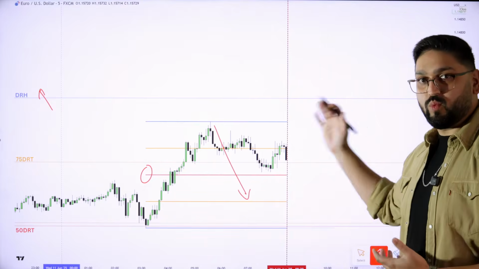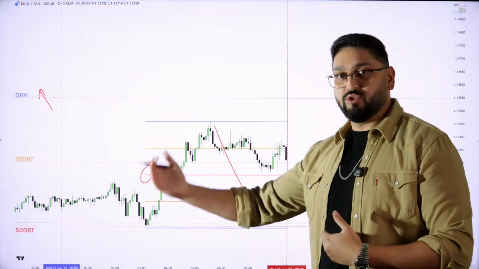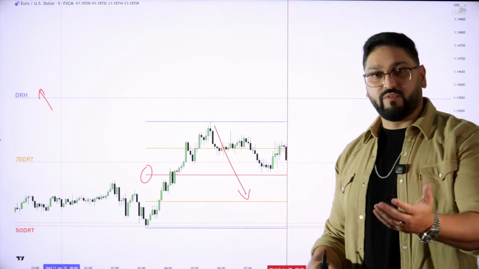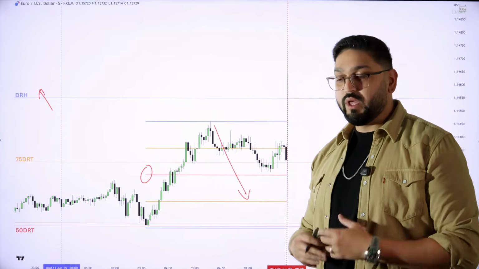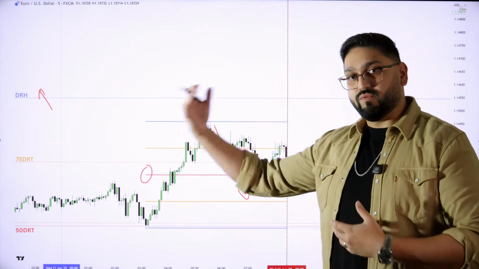But what we want to do is wait for CPI. Now, CPI is generally going to be a continuation sort of event, whereas something like FOMC and non-farm payroll, we usually get a lot more whipsaw, where we see the fake move first and then the real move unfolds afterwards.